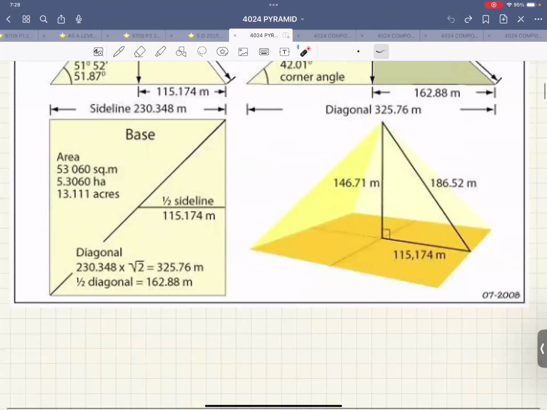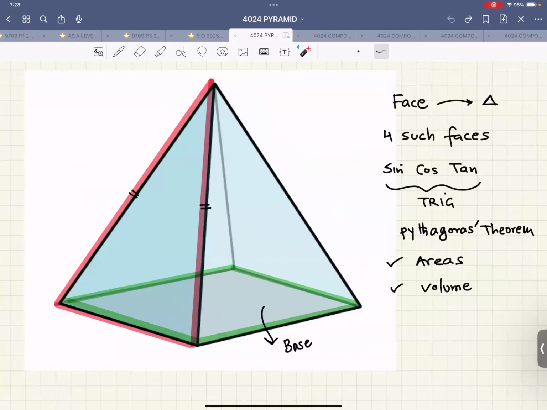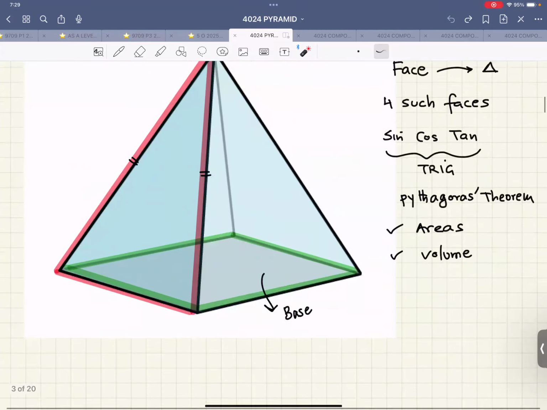So this is just the dimension, some history facts. That is what the pyramid looks like. The face is a triangle. There are 4 such faces: front, back, right, left. Maybe some trigonometry will be used. Pythagoras theorem will be used. They would be asking for areas, and that is surface areas and volume.